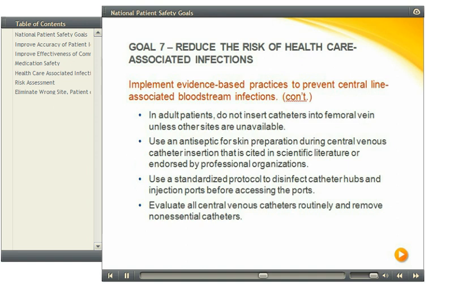In adult patients, do not insert catheters into the femoral vein unless other sites are unavailable. Use an antiseptic for skin preparation during central venous catheter insertion that is cited in scientific literature or endorsed by professional organizations. Use a standardized protocol to disinfect catheter hubs and injection ports before accessing the ports. Evaluate all central venous catheters routinely and remove non-essential catheters.